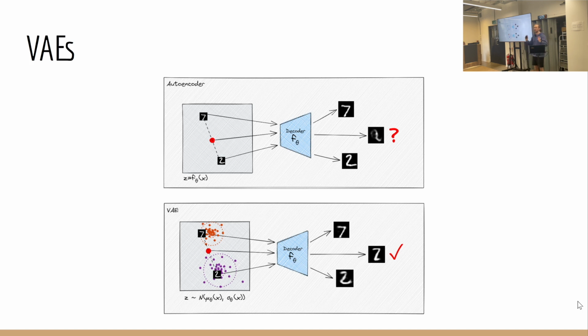So the model's got two competing goals. If everything gets mapped to the same point in latent space, this penalty goes to 0, but now I can't tell 7s from 2s because my latent vectors are the same and reconstruction is terrible. If I push these distributions very far away from each other, then reconstruction's easier because it's easy to tell 2s from 7s. But now this penalty shoots up to infinity.